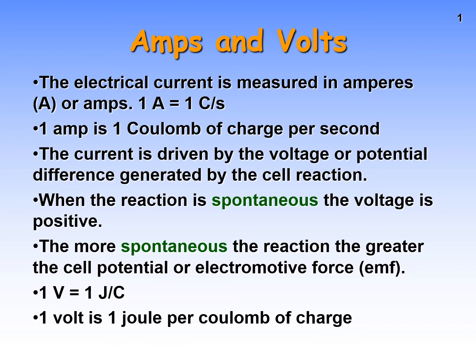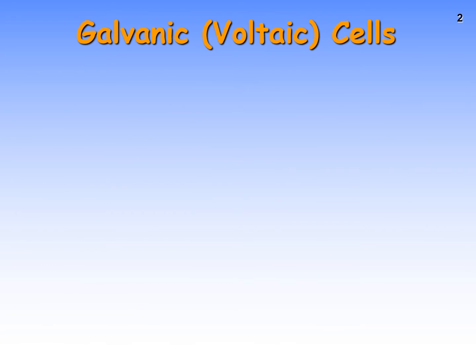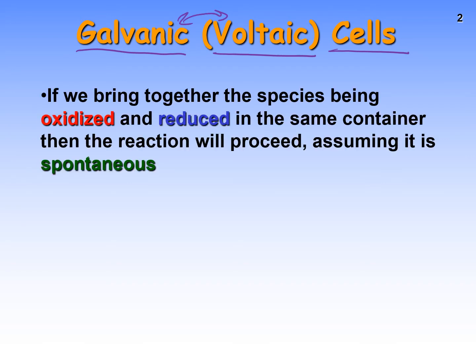All right. So a lot of what we're going to be talking about here is what's known as either a galvanic or voltaic cell. And these are basically batteries. Now, you can use either of these two words. They're interchangeable. So if you see one or the other, know they mean the same thing. If we bring together species that are being both oxidized and reduced into the same container, the reaction will happen as long as we have a spontaneous process here.